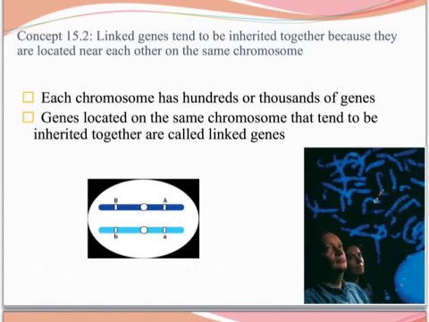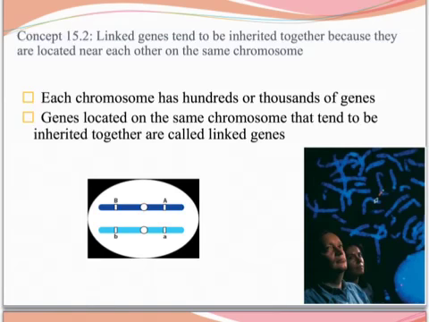Okay, and when you look at any particular trait, gene, you look at the fact that each chromosome has hundreds or thousands of genes on there. And then the genes themselves are always going to be located in the same location on the chromosome. Genes that are found similar or near each other are going to be linked together. They're more likely to be passed on.